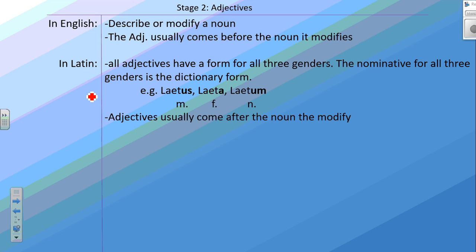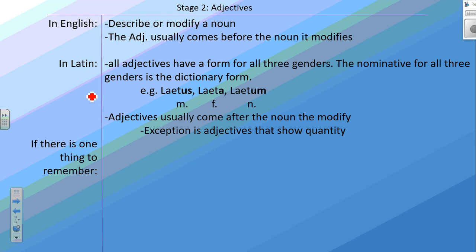And then adjectives usually come after the noun they modify. So in Latin, instead of saying the brown dog, you'd say the dog brown. The reason they do that is they think it's probably more important to the meaning of the sentence that you know there's a dog than what color the dog is. I actually tend to agree with this idea. One exception is adjectives that show quantity. So if you're saying there's 2 dogs, the number 2 will come before the noun for dogs.